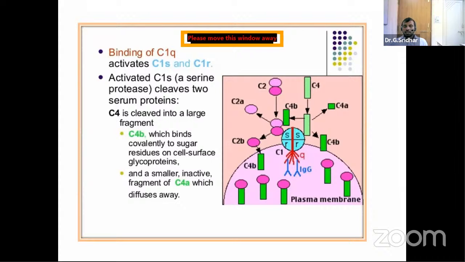Because the activation process in the classical pathway is classical. That means it is antigen-antibody dependent. If you activate C1, C1 will take care of the activation of C4. If you activate C4, C4 will take care of the activation of C2. If you activate C2, then C2 will take care of the activation of C3. Like this, you have a pathway. That's why we call this pathway the classical pathway.